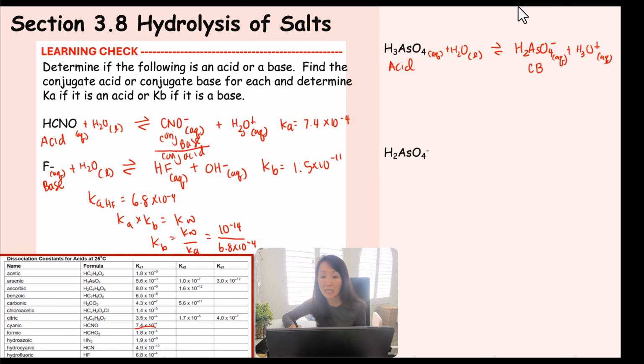Okay, now it's asking for what is the Ka value for this. And this one's easy because it's already written out for you. It's 5.6 times 10 to the negative 3. Where did I get that? It's right here.